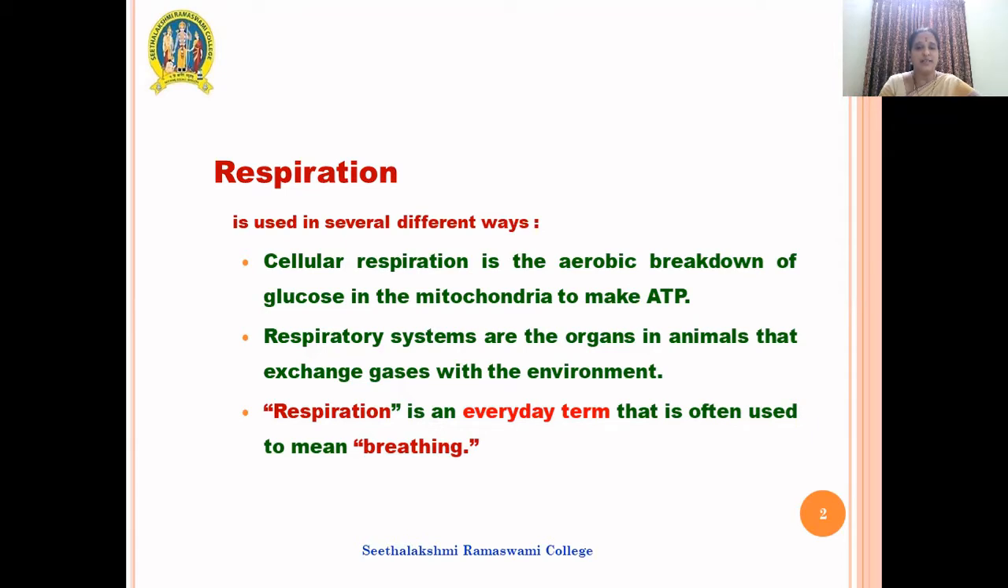We all know that the ATP molecules, or the energy yielding molecules, are the particles which are synthesized by the mitochondria by breaking down the glucose molecules. The respiratory systems are the organs in animals that exchange gases with the environment. Respiration is an everyday term that is used often to mean breathing.